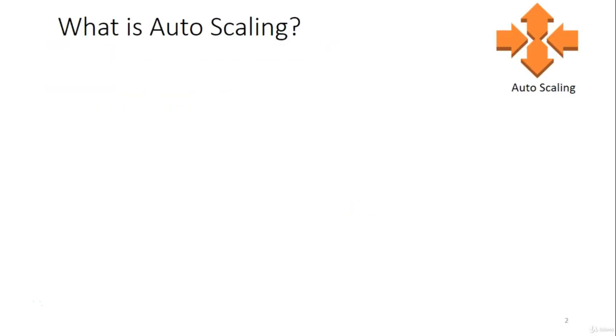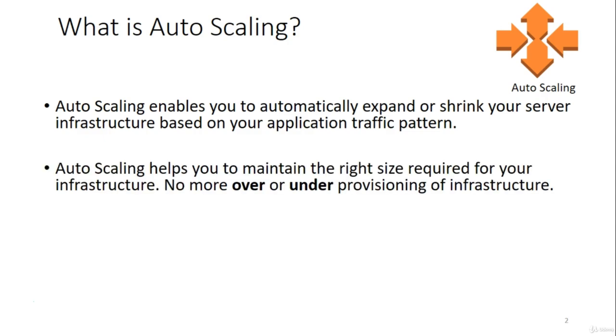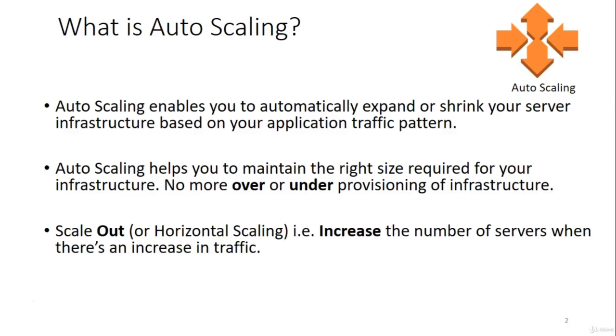What is auto scaling? Auto scaling enables you to automatically expand or shrink your server infrastructure based on your application traffic pattern. So, if your business grows, your infrastructure will grow automatically. If you have a lean season, your infrastructure will shrink automatically. Auto scaling helps you to maintain the right size required for your infrastructure. No more over or under provisioning of infrastructure.